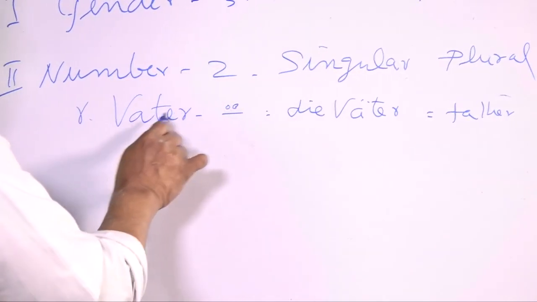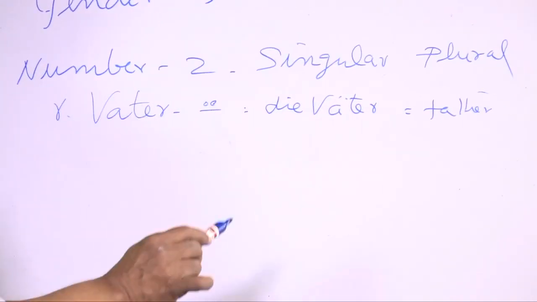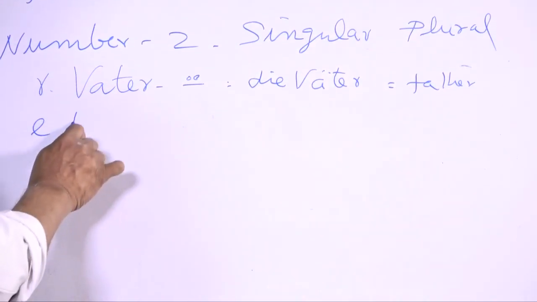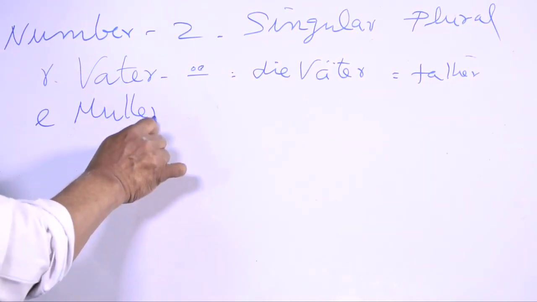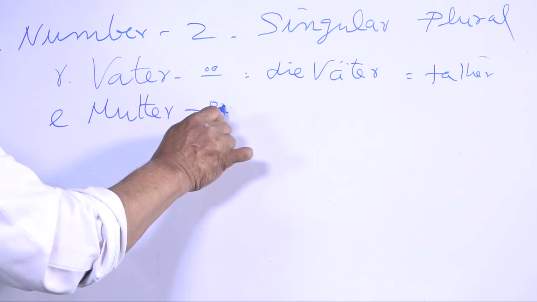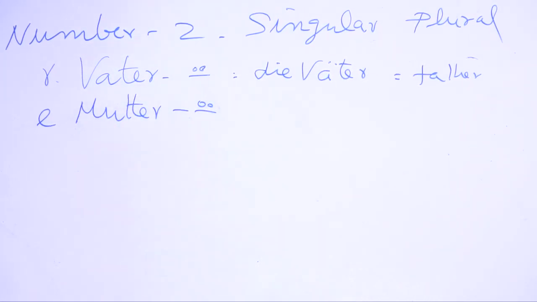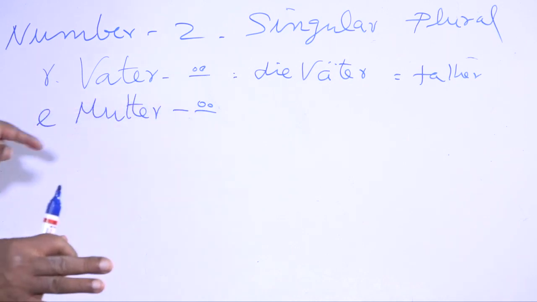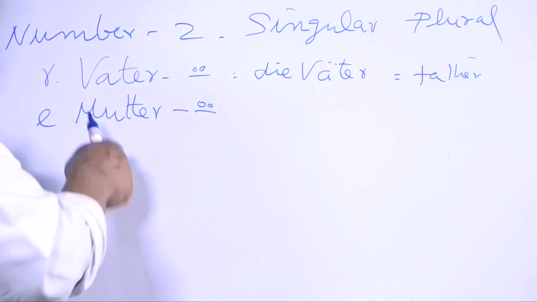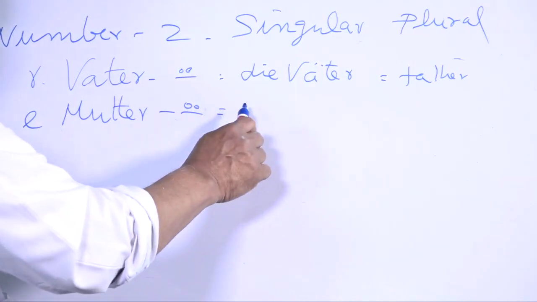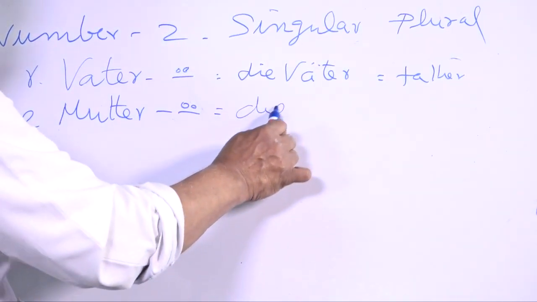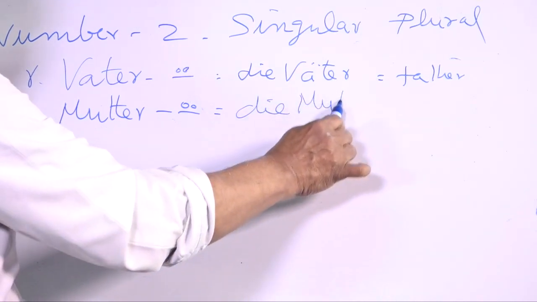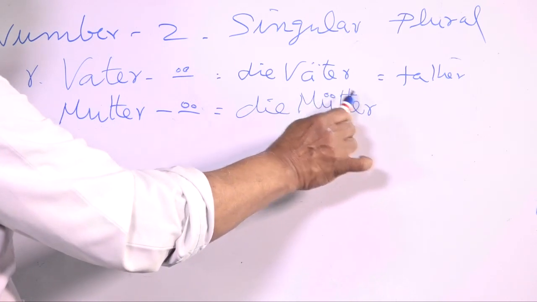So plural is, you add only umlaut, no other letter. It is Väter. Die Mutter. Here again, only the umlaut on the vowel. You know, umlaut is added to three vowels. Remember that: A, O, and U. Only these three vowels have umlaut. Die Mutter. Mother.